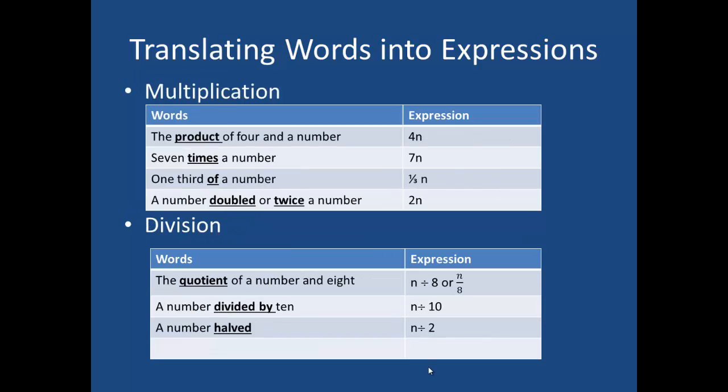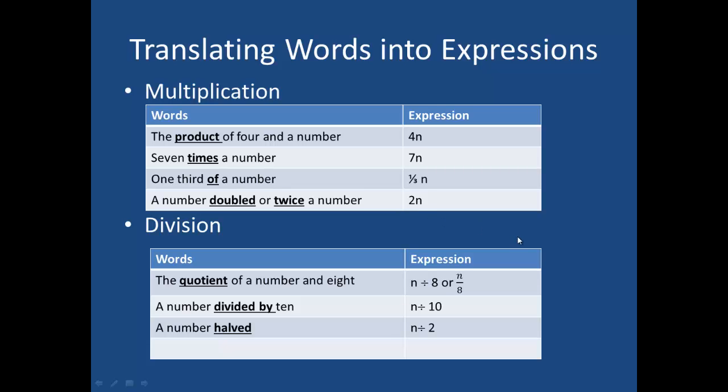Multiplication is similar to addition in that it too is commutative. So the product of 4 and a number is written as 4n. Technically, it could also be written as n times 4, but it's tradition that we usually put the coefficient or number first. 7 times a number is written as 7n. 1/3 of a number is written as 1/3 times n. When you see the word of, always think multiply. And a number doubled or twice a number is 2 times that number.